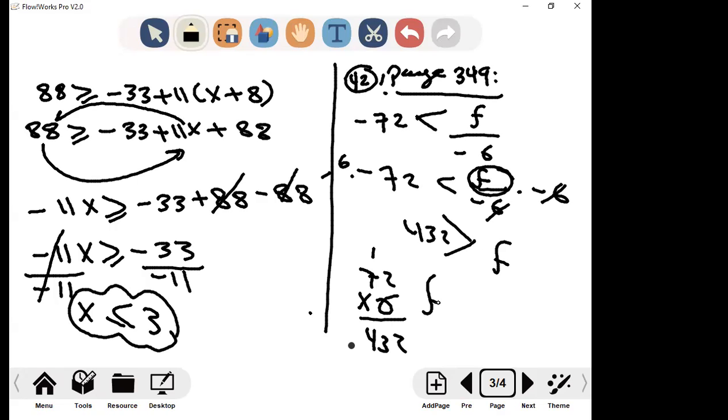You can keep it like this. You can make the variable to the left. Read it here: f less than 432, f less than 432. So what's the problem? I forgot to flip the sign. You flip the sign here in this step, right? Yes. Because you multiply both sides by what?